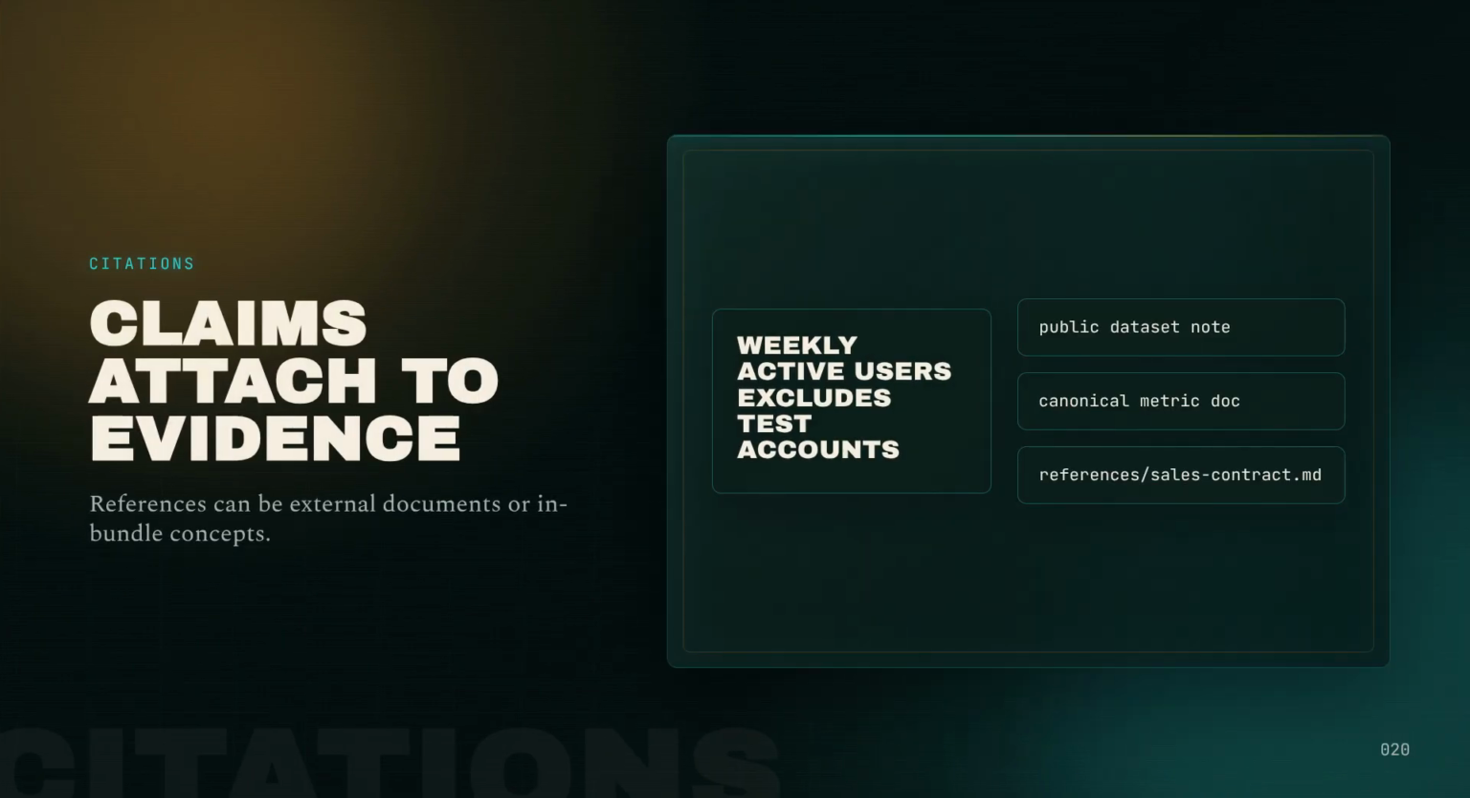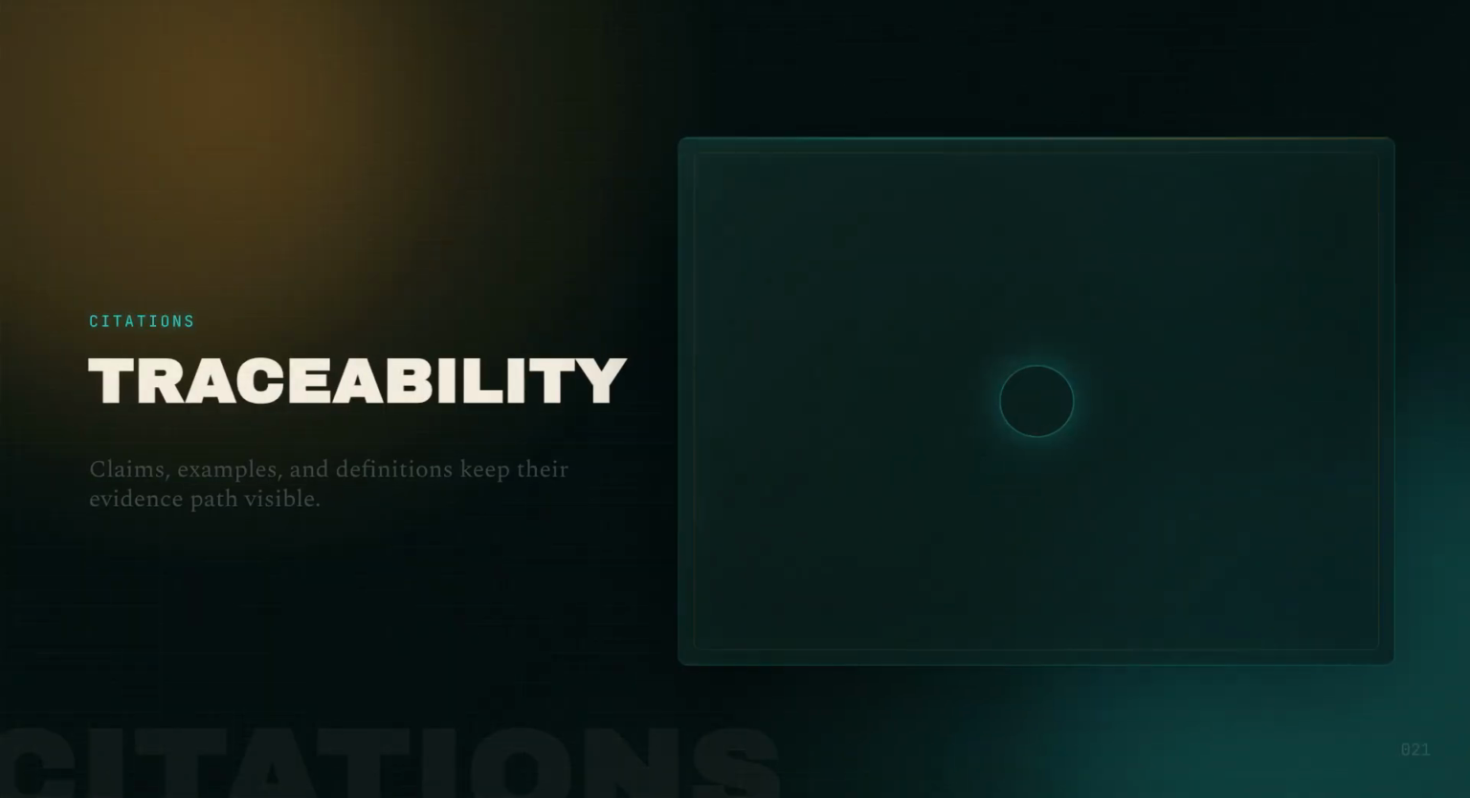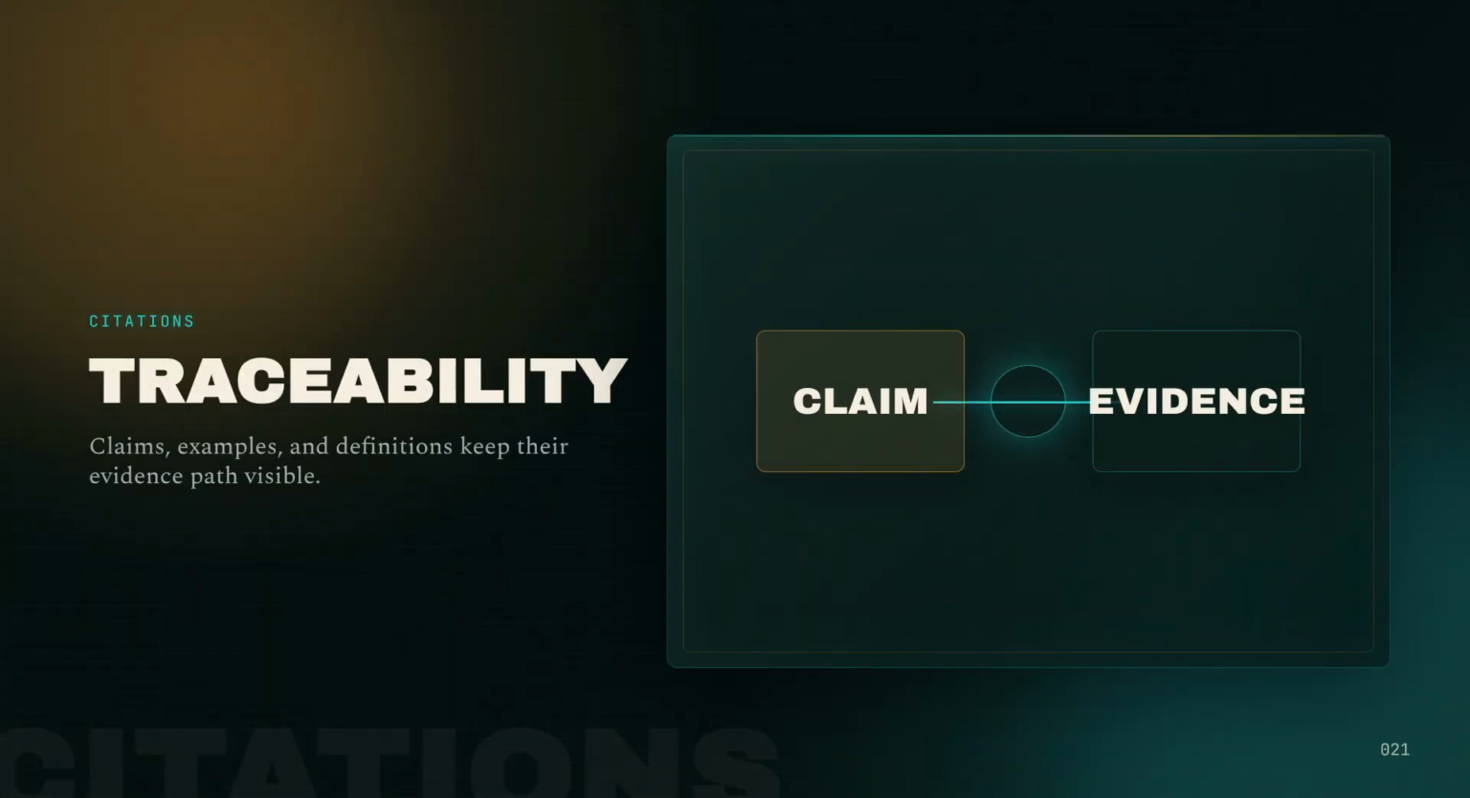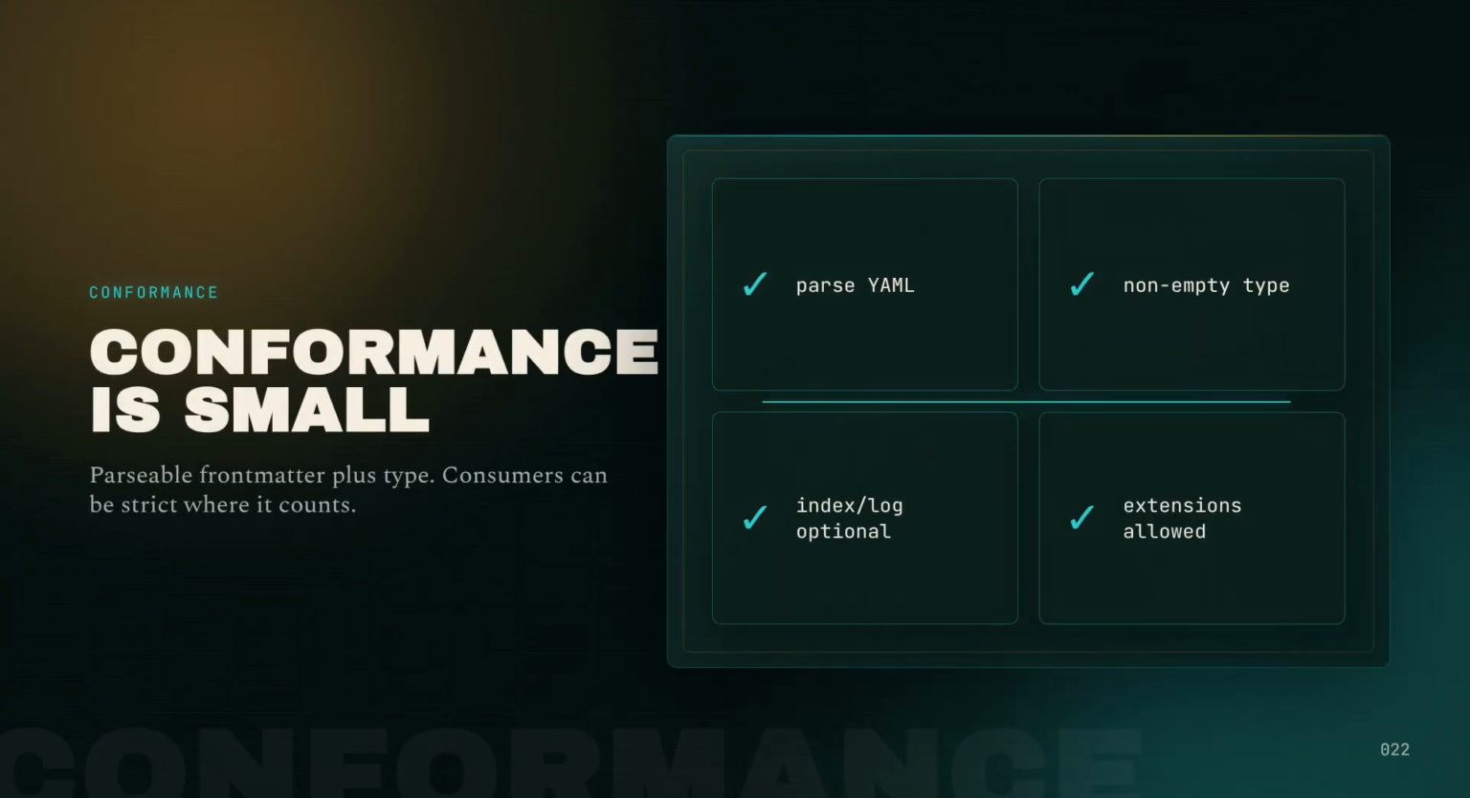Citations are how OKF keeps claims attached to evidence. If a concept says a table came from a public dataset, or a metric definition came from a canonical doc, that source can appear under a citations heading. The link can point outside the bundle, or to a reference concept inside the bundle. The point is traceability.